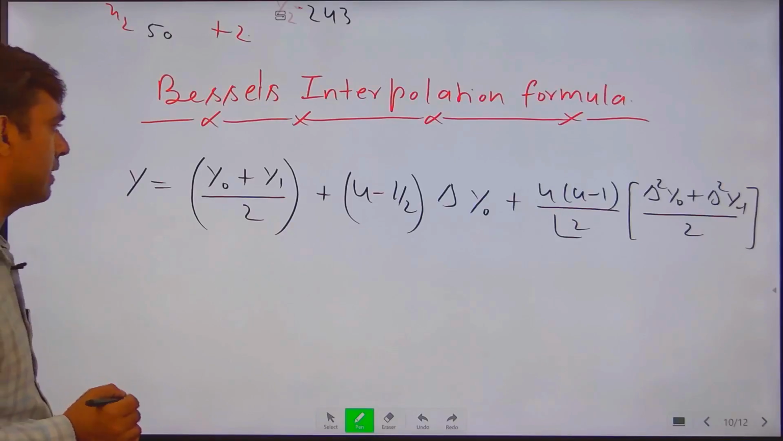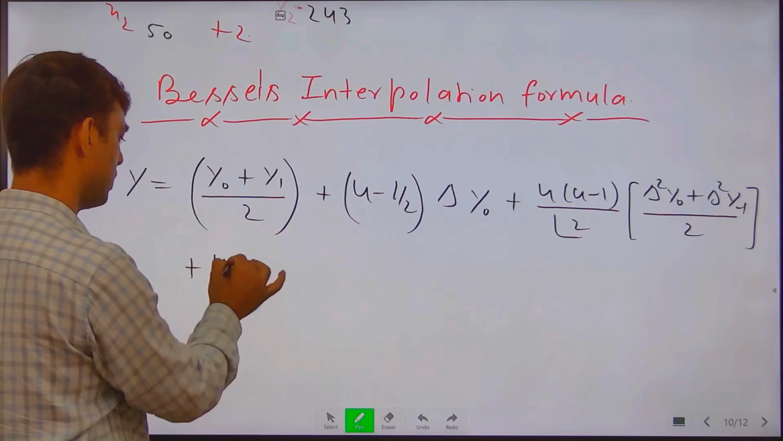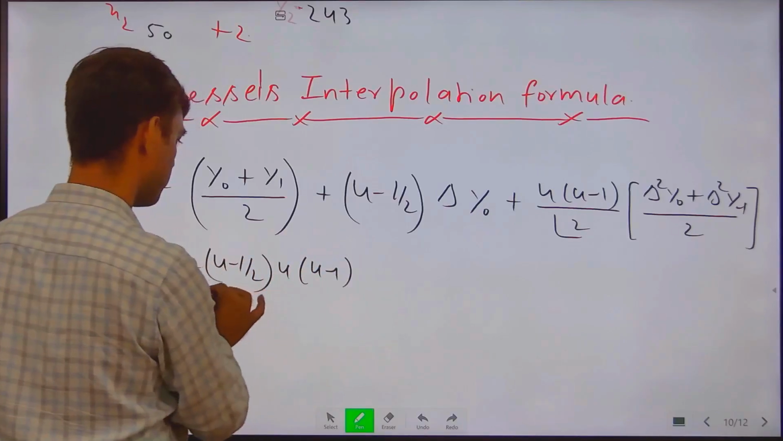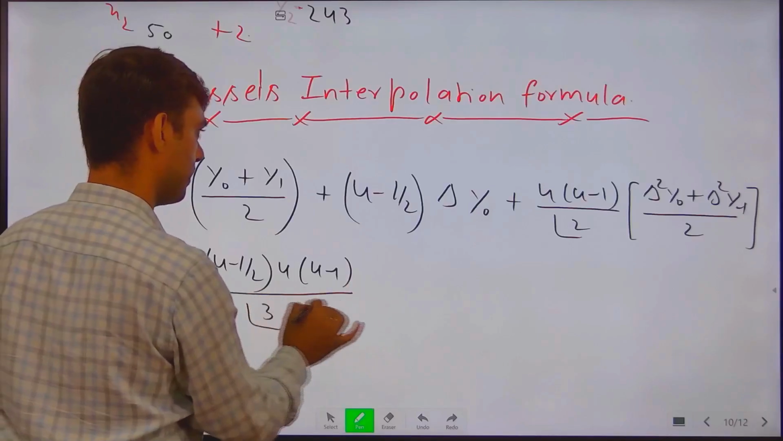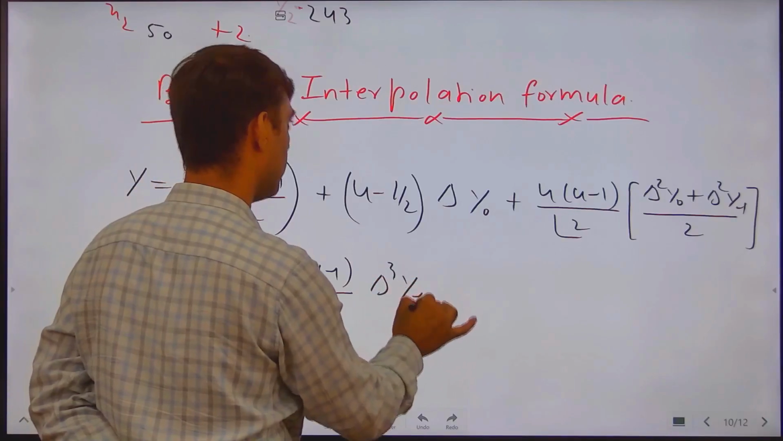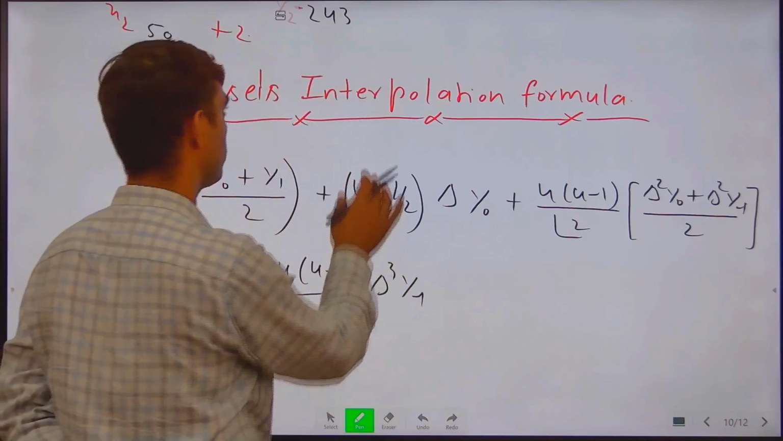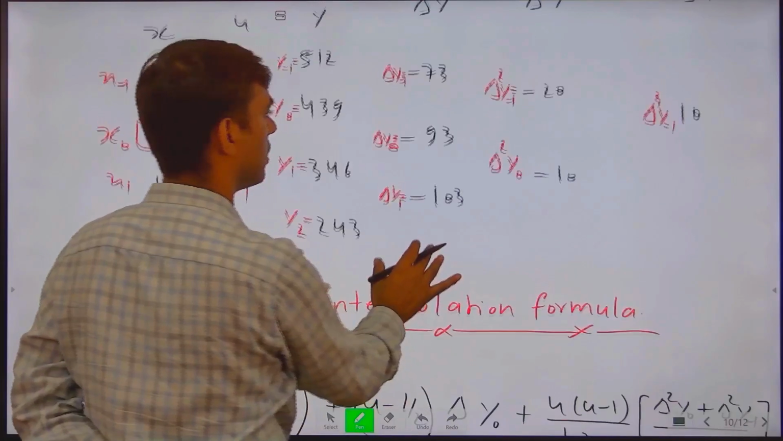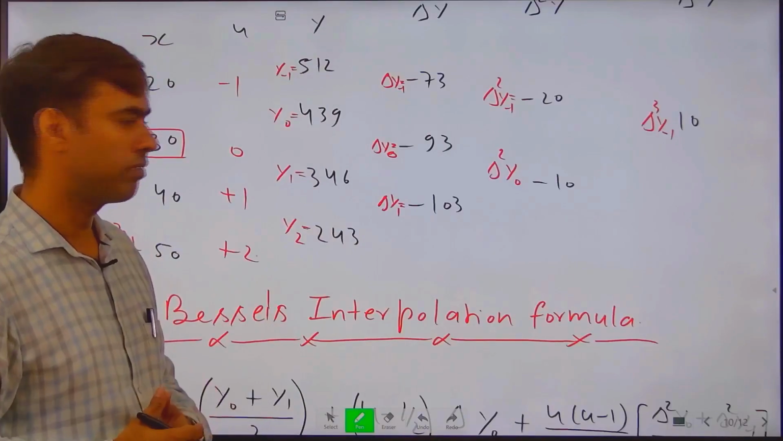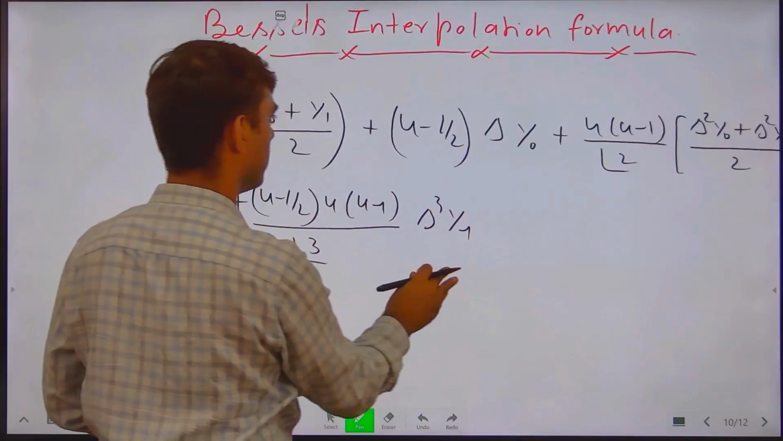This one is the third term. And what is the fourth term? The fourth term is u minus 1 by 2, u minus 1 upon factorial 3, and this one is del 3 y minus 1. How many terms are needed in this question? There is data up to the third order forward differences, so there is no need to write the formula after the third order forward differences. So already we write up to the third order forward differences.